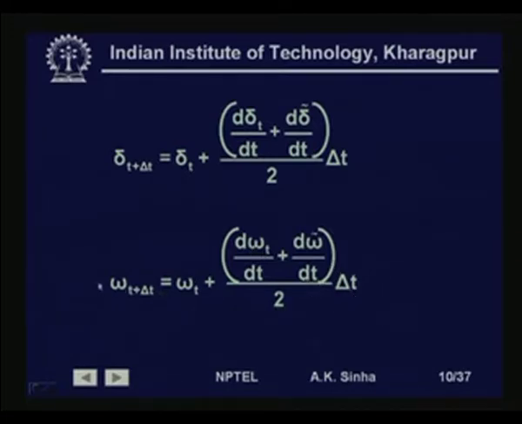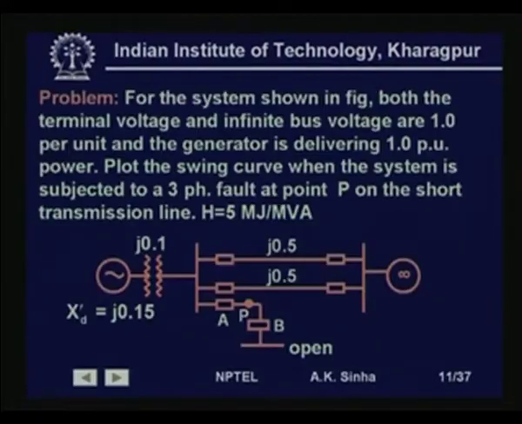Here these delta values are missing. Actually, whenever we are using this omega, we are all the time talking about the change of speed from the synchronous speed. That is, with respect to the synchronous speed, what is the speed that we have.